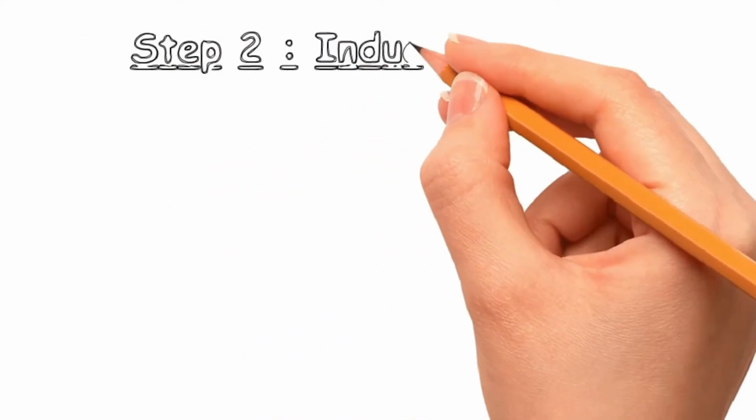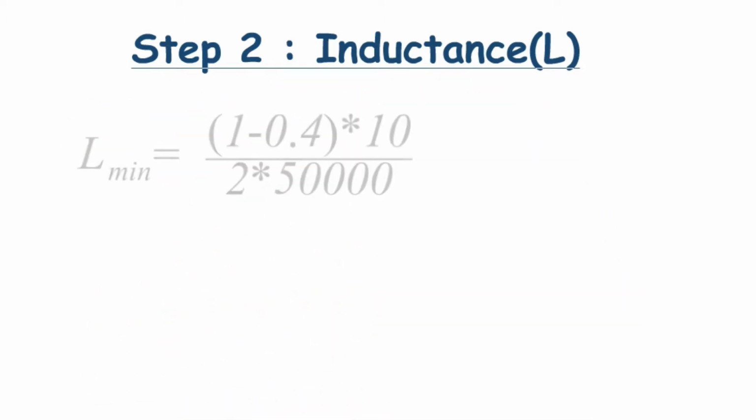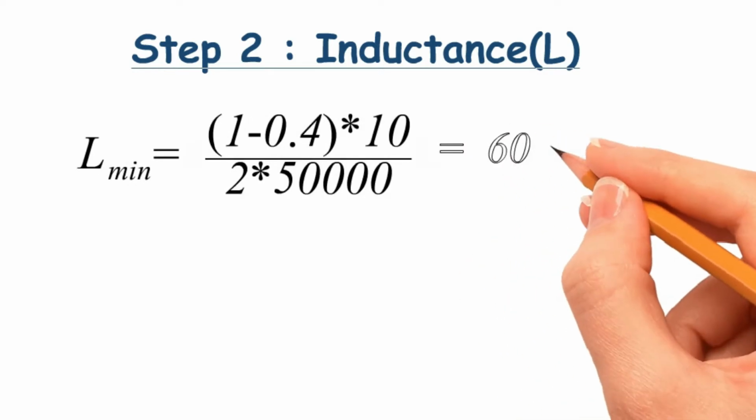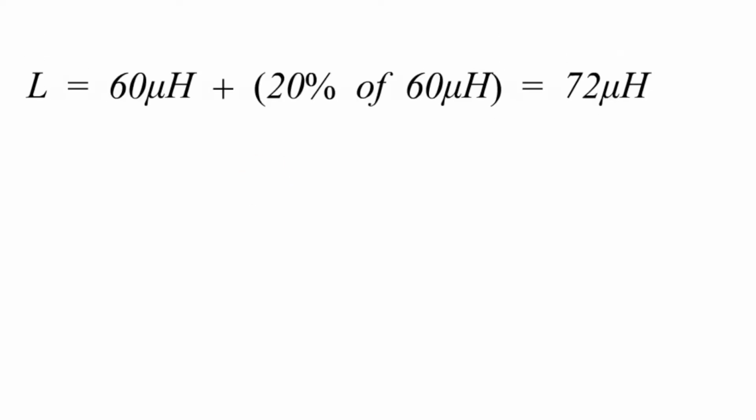Step 2. Inductance, L. For buck converter, the minimum value of inductance is given by the formula. L minimum is equal to 1 minus D multiplied by the load resistance, all divided by twice the frequency in hertz. Substituting the values in this equation, we get the minimum value of inductance as 60 microhenry. Please keep in mind that this is the minimum inductance required. To get a smooth current at the output, let's add a tolerance of 20%. As a result, our final value will be about 72 microhenry.